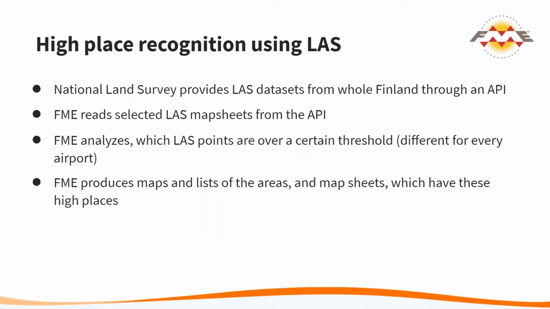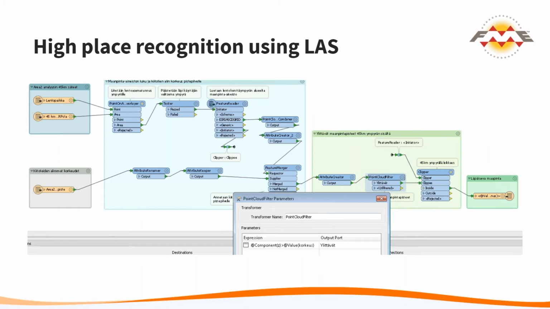And here's another one from our friends in Finland, using point cloud data sources. The National Land Survey consumes these LAS map sheets from an API, and basically uses a threshold, and any points above that threshold are used to generate an obstruction map. The core of this whole workflow is that point cloud filter. There's a component formula in there that says to basically ignore all points except for something above a certain threshold.